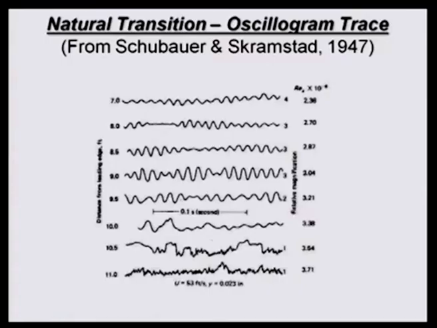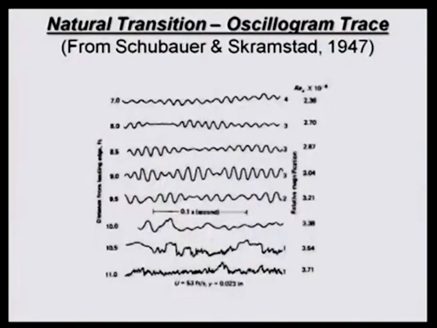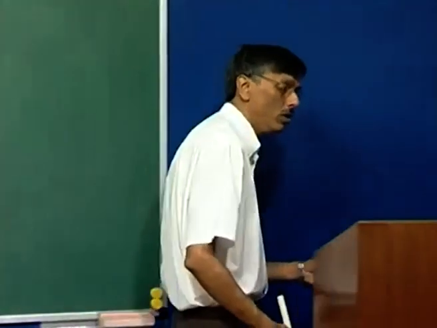Nonetheless, if you want to validate the stability theory as it was done by these 2 gentlemen, Schubauer and Skramstad, what you need to do is remove any trace of background disturbances, because what you are seeing is the effect of background disturbances. So, if you can create a wind tunnel for which the background disturbance is minimal and then you excite the flow at a particular frequency, then you should be able to check for all those waves that have been predicted by the stability theory.